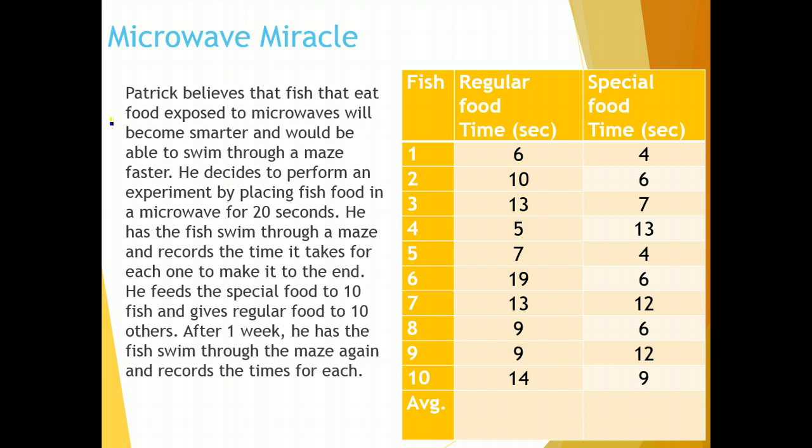He has the fish swim through a maze and records the time it takes for each one to make it to the end. He feeds the special food to 10 fish and gives regular food to 10 others. After 1 week, he has the fish swim through the maze again and records the time for each. So let's take a look at some of the things that Patrick does. Well, you can see that he has 2 groups. He has a special food group and he has a regular food group.